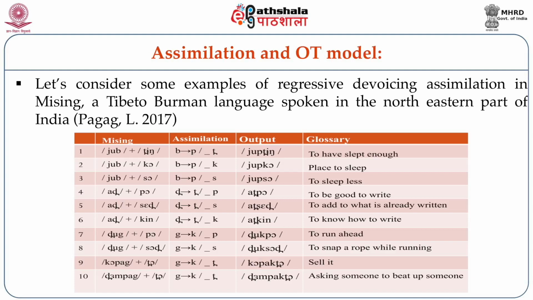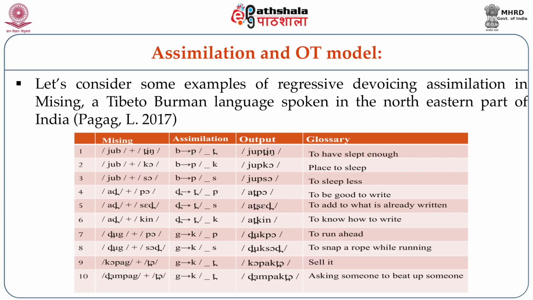Missing is a Tibeto-Burman language spoken in the northeastern part of India. Here you can see the examples yup and ting, yup and ka. You can see here the ba turns into pa because of the following voiceless sound. So what is the regularity you can see here? The plus voice feature turns into a minus voice feature because of the following minus voice feature. So this is the pattern. Devoicing is a kind of minus voice assimilation.